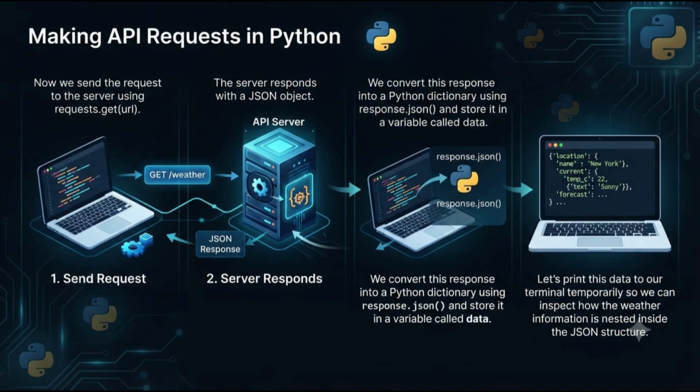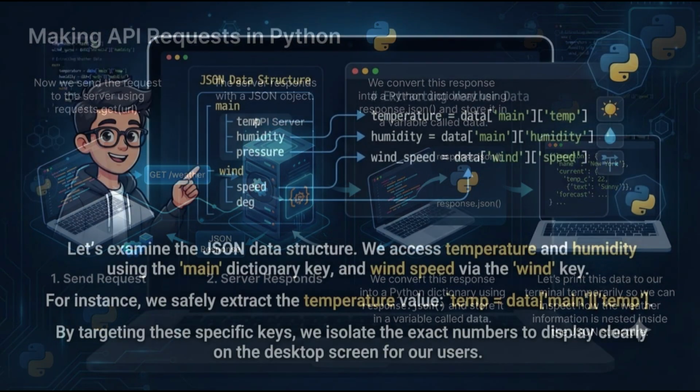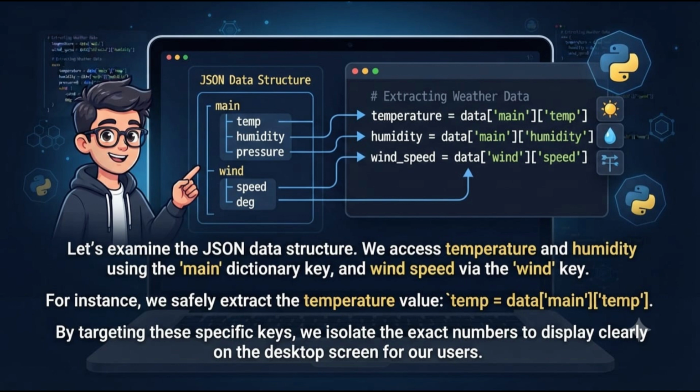requests.get URL. The server responds with a JSON object, which is essentially a structured dictionary of data. We convert this response into a Python dictionary using response.json and store it in a variable called data. Let's print this data to our terminal temporarily so we can inspect how the weather information is nested inside the JSON structure.